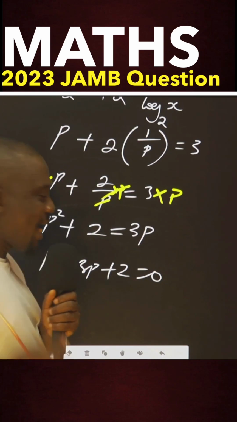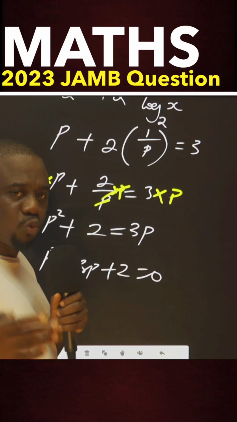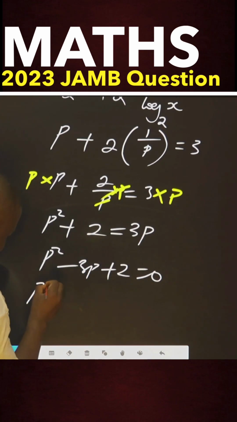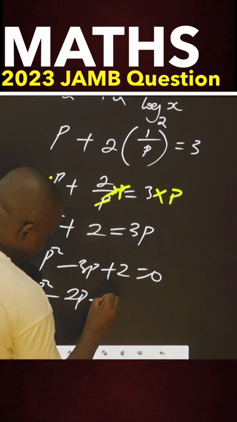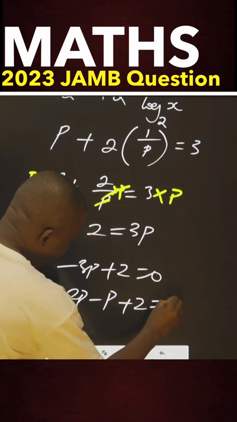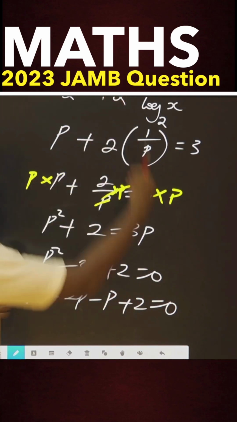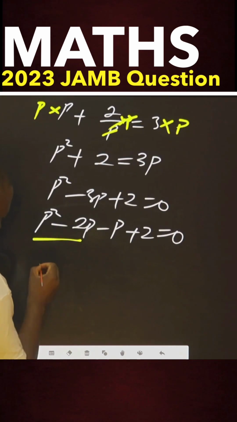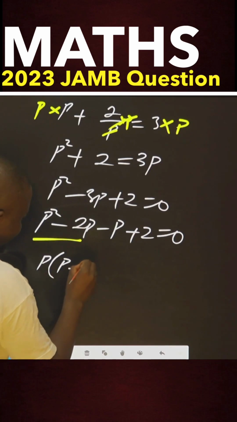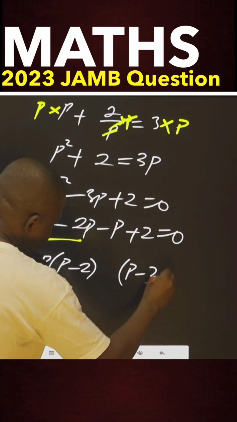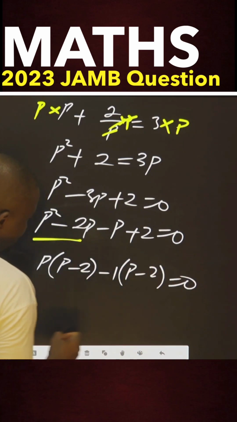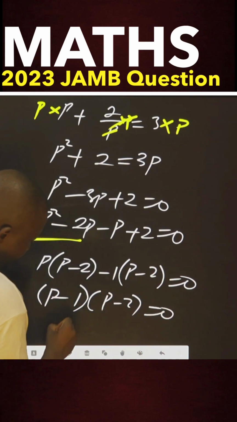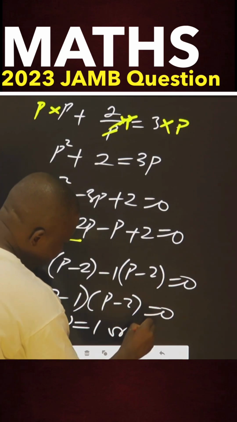Two numbers, multiply them to have 2, but when you bring them together, you have minus 3. That is minus 2 and minus 1. That is p squared minus 2p minus p plus 2 equals to 0. Quadratic equation. From logarithm, we are now in quadratic equation. You see this? P comes out to have this. We repeat it here. This becomes p(p - 1) - 2(p - 1) equals to 0, so (p - 1)(p - 2) equals to 0. P, therefore, is 1, or p is 2.